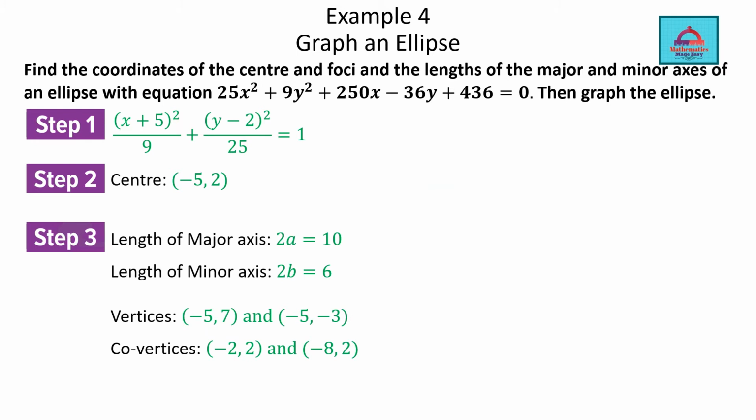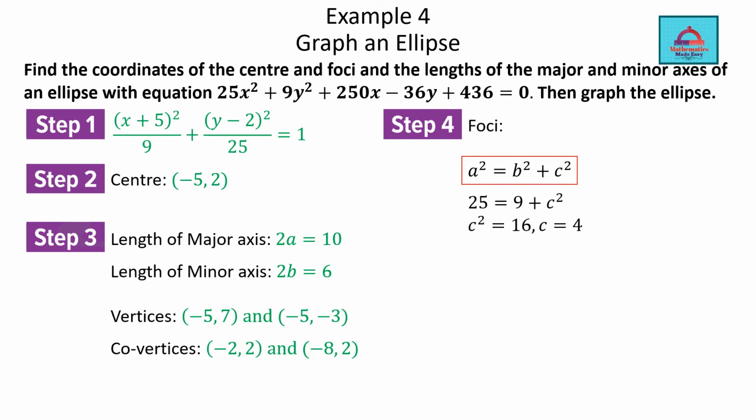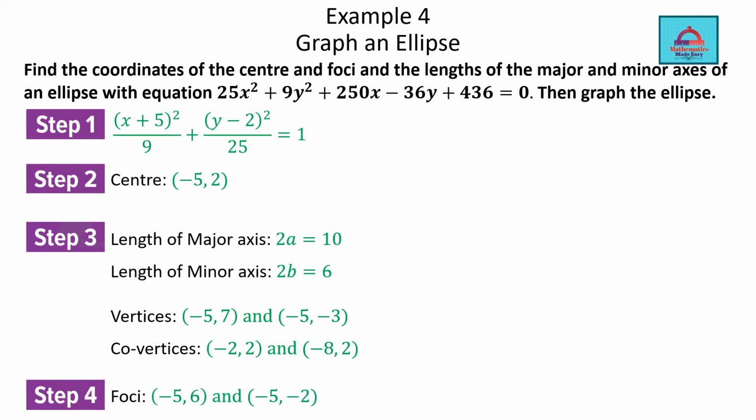So now that we have all of this, the last step is to find the foci and then do the graph. So A and B already you got. Let's find C. So for C, you plug in the values of A square, B square, and your C comes out to be 4. So accordingly, the coordinates of the foci are negative 5 and 6, negative 5 and negative 2. Do learn the formula sheet.